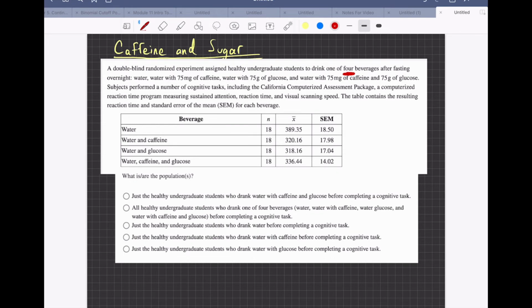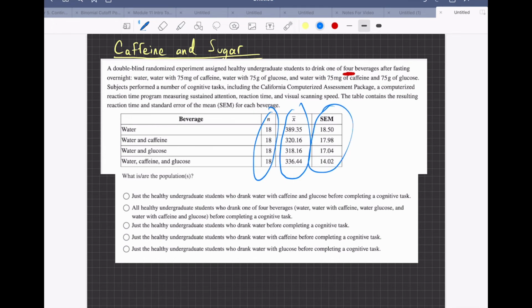Subjects perform a number of cognitive tasks, including the California Computerized Assessment Package, a computerized reaction time program measuring sustained attention, reaction time, and visual scan and speed. The table contains the resulting reaction time and the standard error of the mean. And there you have the number of samples.